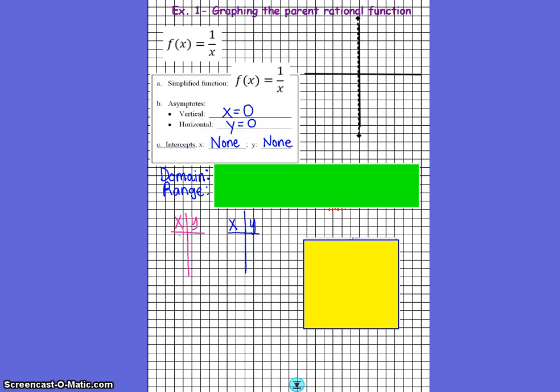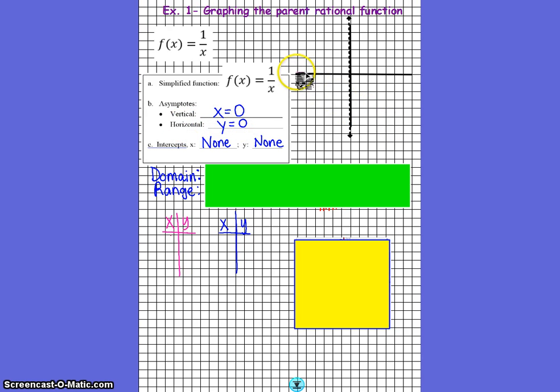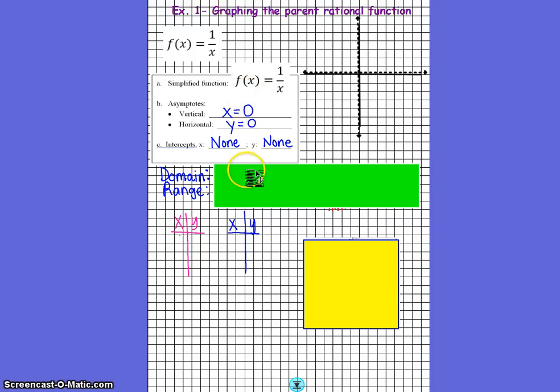Horizontal asymptote is going to be the horizontal line through the x-axis. There it is. Now remember that horizontal asymptotes, the graph can actually cross through the horizontal asymptotes, but it doesn't always. And we'll look at a couple cases where the graph does cross the horizontal asymptote. Now that I have my asymptotes, I'm going to look at my intercepts. There are no intercepts. If there were, you would go ahead and plot them.